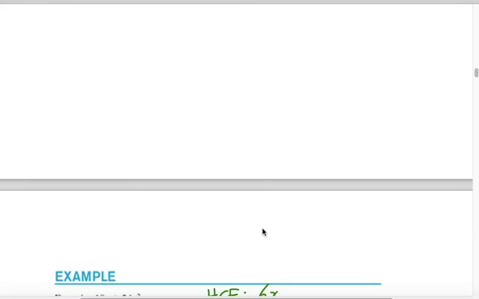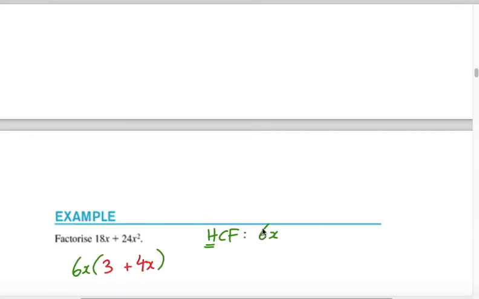Let's just do some more expressions, some more factorizing. So we've got factorize 18x plus 24x squared. So 2 is common to both of them, but there is a higher one. That's right, there's 6. 6 is common to both 18 and 24. Plus there's going to be a letter. You can take out an x from here and an x from here.